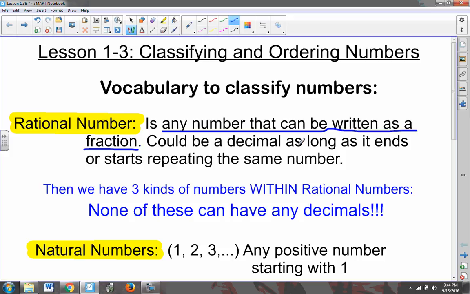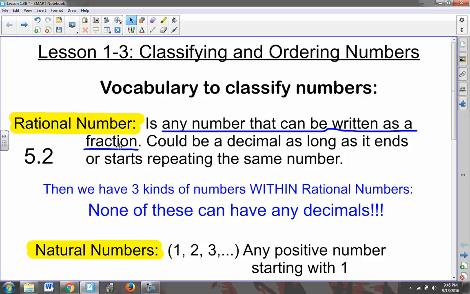But it could also be a decimal as long as that decimal stops or starts repeating the same number over and over and over again. So mostly we're going to be looking at fractions here in this classification, but just know that it could also be a decimal that ends, say, like 5.2, right? Because we know that we could write 5.2 as a fraction, 5 2/10, right? So rational numbers are any number that can be written as a fraction.